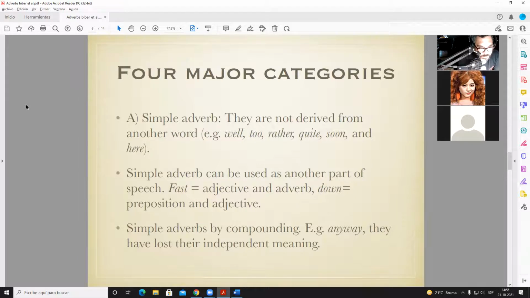Simple adverbs can be used as another part of speech. So you can use them as different word classes. Like for example, fast could be an adjective or an adverb, the same as down, which can be a preposition and adjective. Okay, interesting. Simple adverbs by compounding, for example, anyway. They have lost their independent meaning. Okay, got it. Anyway, everywhere, somewhere, anywhere. Those are simple adverbs by compounding.